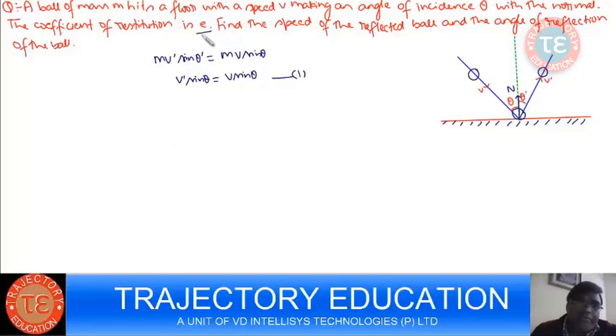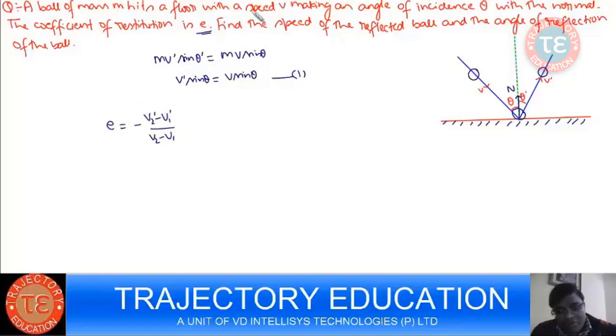Second equation you get it from this E. We have seen E is (V2 dash minus V1 dash) over (V2 minus V1). But I have something to tell you at this point. See, we derived this expression for the case of head-on collision.